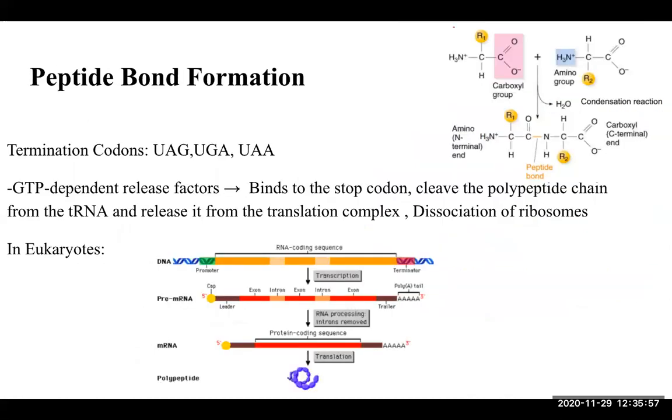For termination, there are 3 termination codons, UAG, UGA, and UAA, and certain GTP-dependent release factors bind to the stop codon. They cleave the polypeptide chain from the tRNA and release it from the translation complex. And this is where the dissociation of ribosomes in eukaryotes occurs.